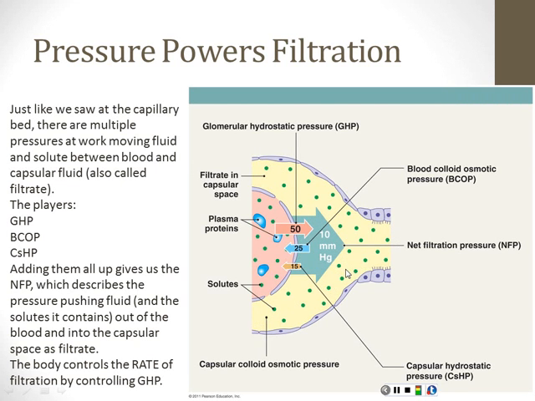That means it backs up a little, and we have a small amount, 15 millimeters of mercury, of hydrostatic pressure pushing backwards. So the net of all these things is 10. If we take 50 minus 25 minus 15, we get 10. So that is net filtration pressure. So what does that mean?